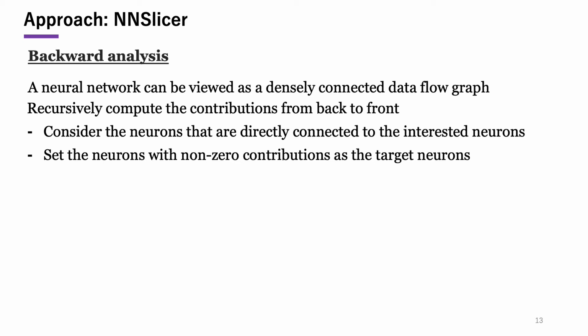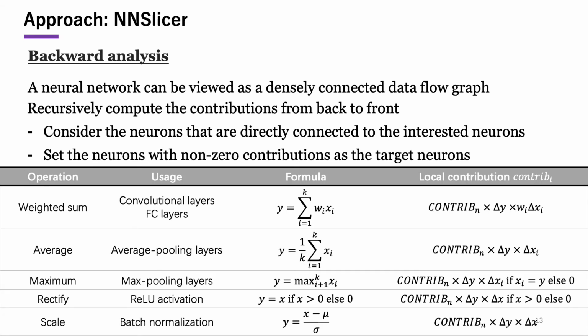For every interested neuron, NNSlicer only considers the neurons that are directly connected and sets the neurons with non-zero contributions as the target neurons. NNSlicer supports 5 common operators that are enough to handle most existing CNN models.